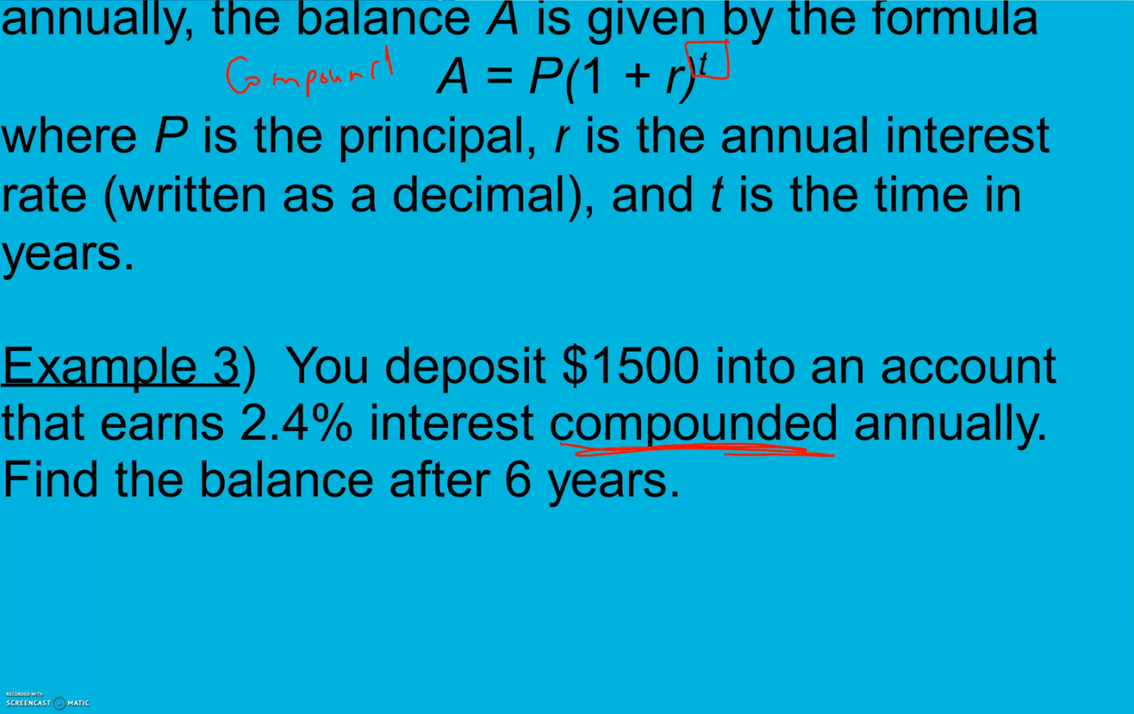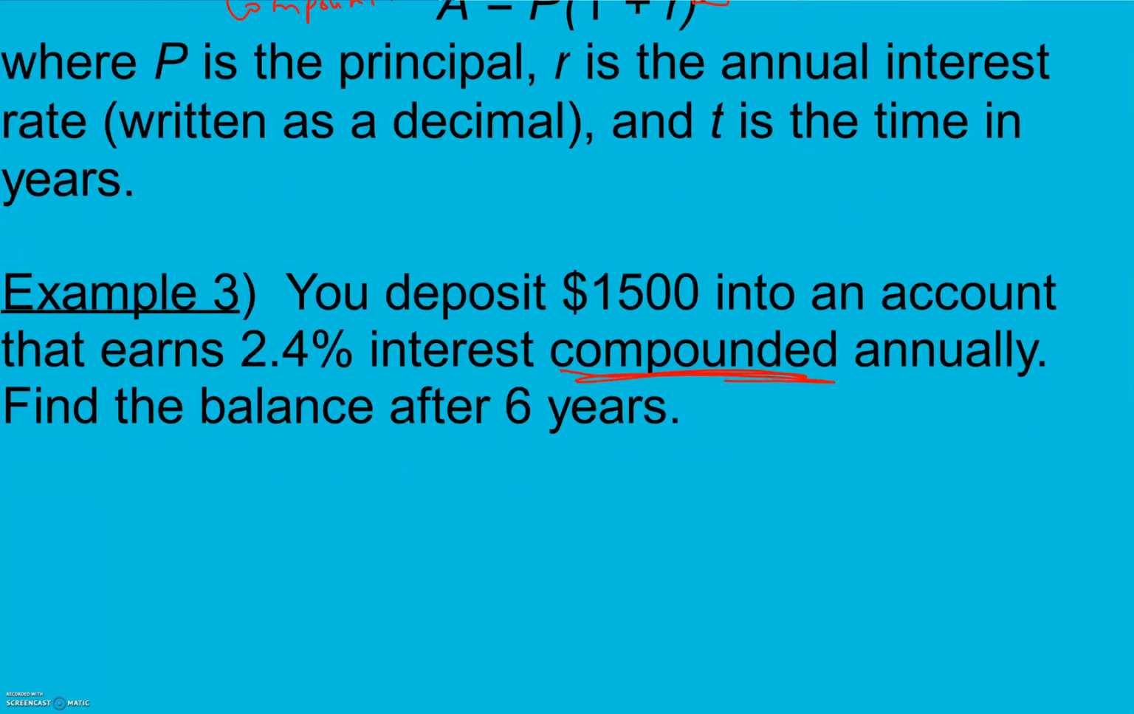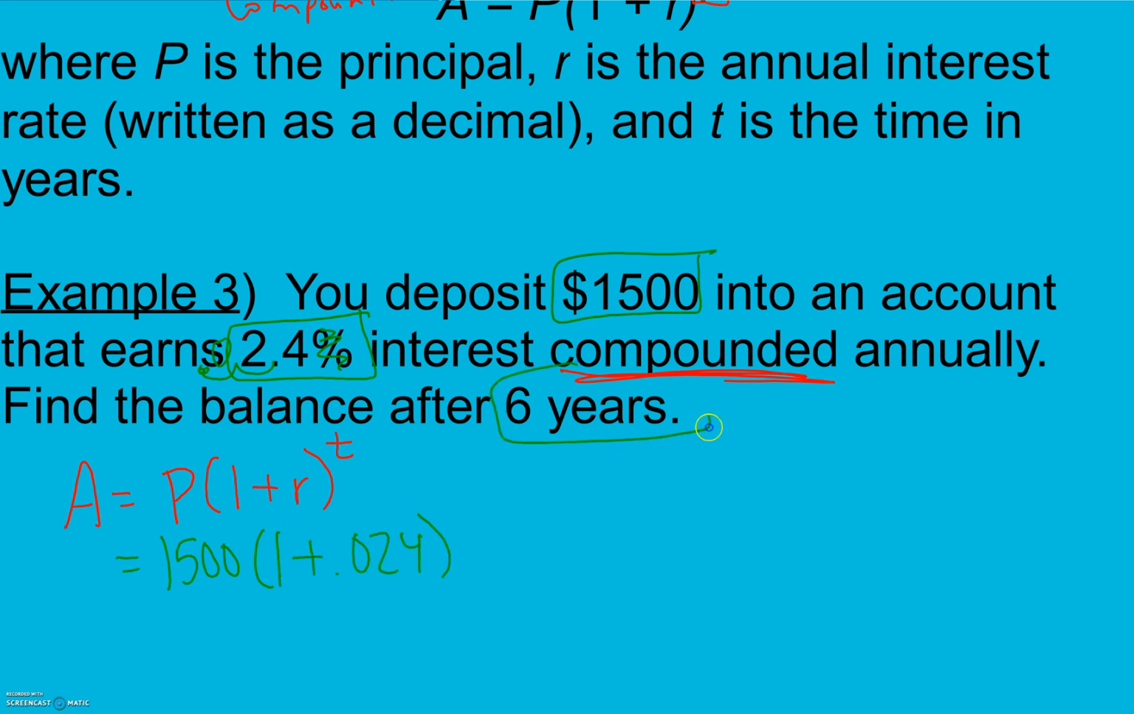So we deposit $1,500 into an account that earns 2.4% interest compounded annually. Find the balance after 6 years. Again, our formula here, our account balance equals our principal times 1 plus our rate raised to the time power. $1,500 is our original amount. Then I see 2.4% interest. Remember, we enter that as a decimal. And then I see 6 years. That's my time. And it says find the balance, which is our A for account balance.